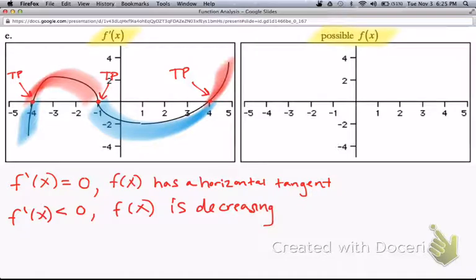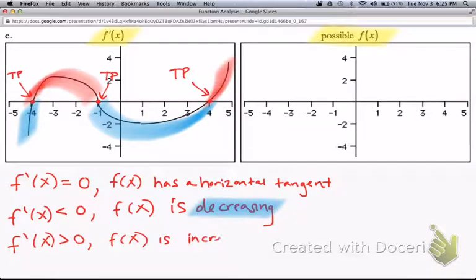And I'll highlight that in blue to kind of go with our theme. And everything that's highlighted in red is where f of x is greater than 0, or in other words above the x-axis, which means that f of x is increasing. Oops, that's not a very good way of spelling increasing. There we go. And I'll highlight that in red so you guys can see that that's what corresponds to that.